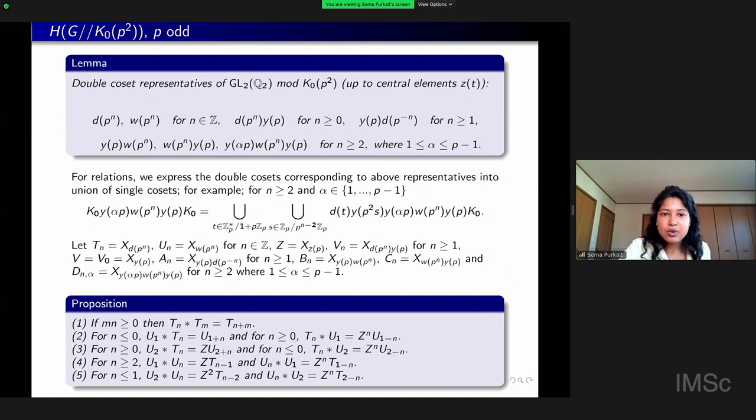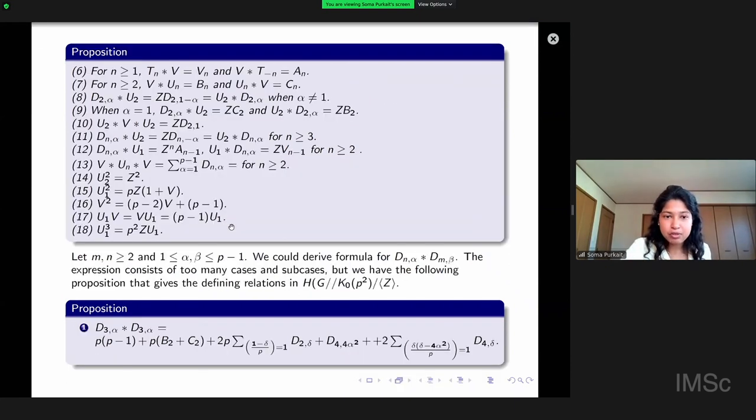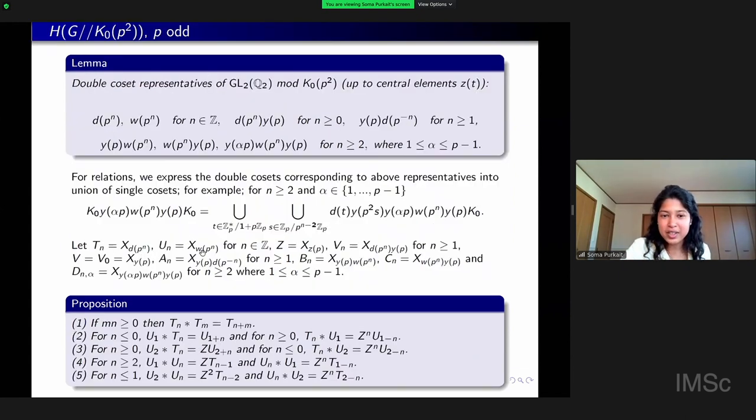Anyways, these are the double coset representatives. We try to see what the relations are and what can be the generating relations amongst them, and we are able to compute all the relations and also the defining relations. Things become quite complicated. Tn is x dp to the power n, un comes from wp to the power n, and then there are these elements dn alpha, corresponding to y alpha p, wp to the power n yp, as alpha goes from 1 to p minus 1 and n is greater than or equal to 2. The Tn's and un's we have dealt with earlier, and we get similar relations from them, but the dn alphas are a bit complicated.